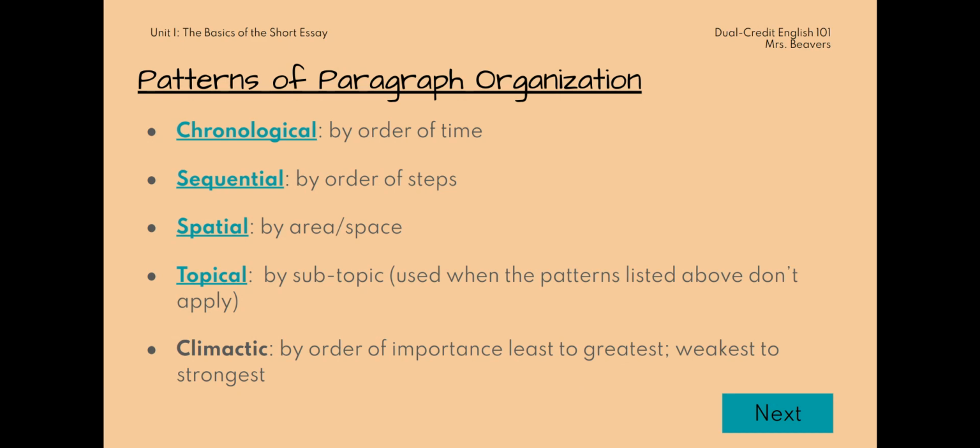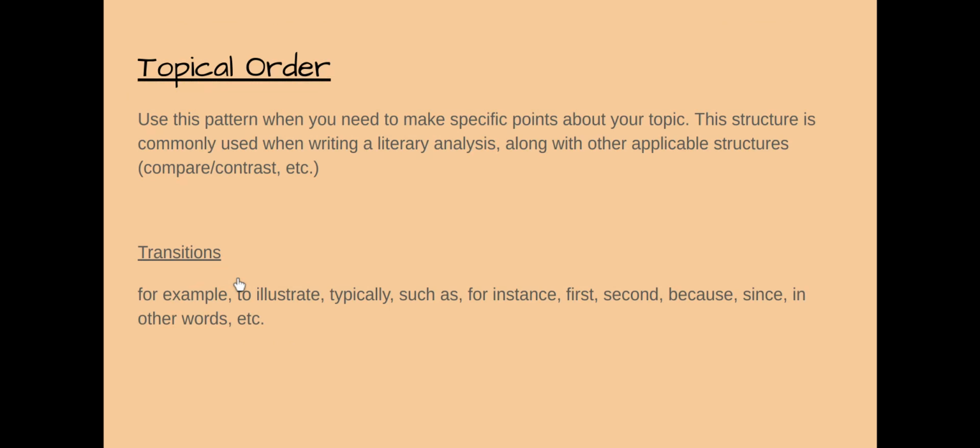The last basic pattern of organization is topical, and this you just use when the patterns listed above don't apply. So use this pattern when you need to make specific points about your topic. This structure is commonly used when writing a literary analysis, along with other applicable structures: compare, contrast, division, classification. Those we will get into in the next few slides. So basically, when all else fails, topical order is the way to go.